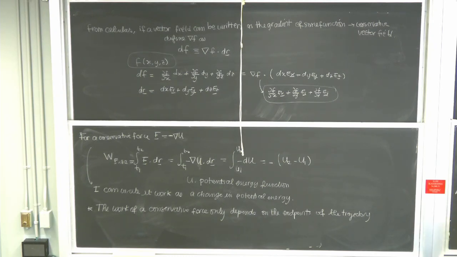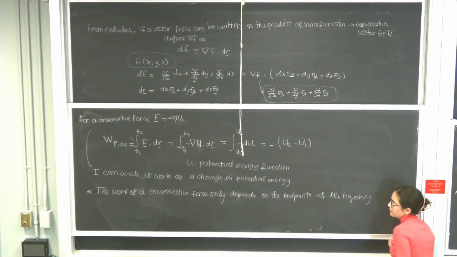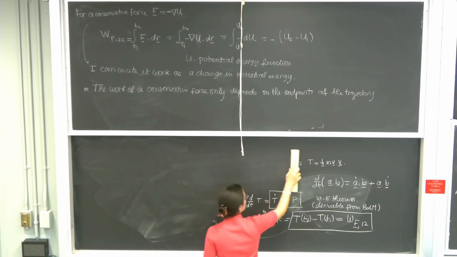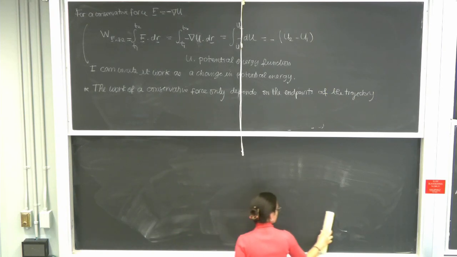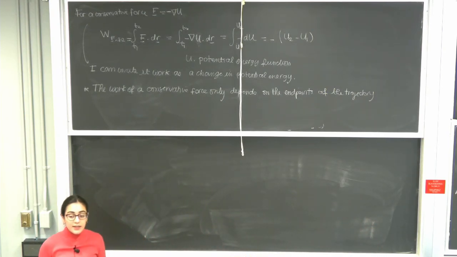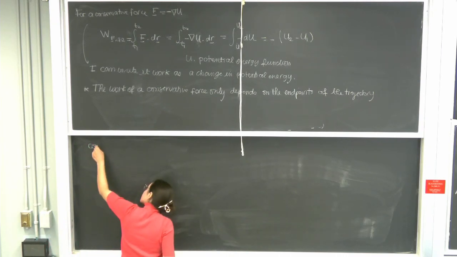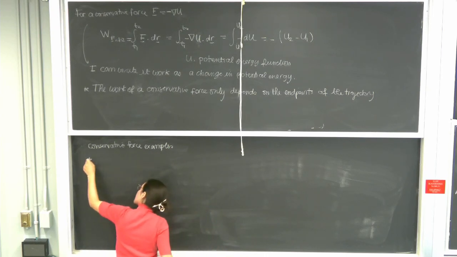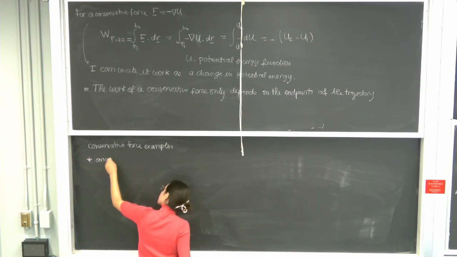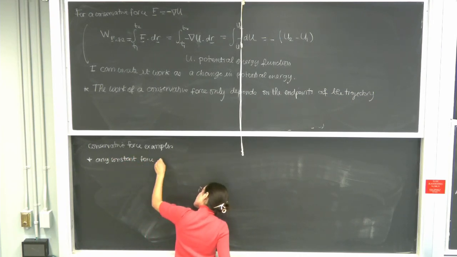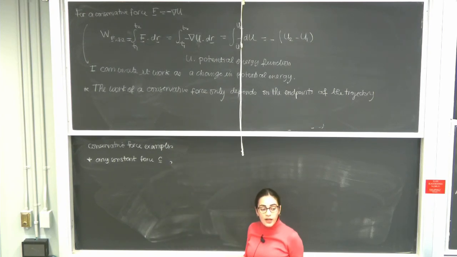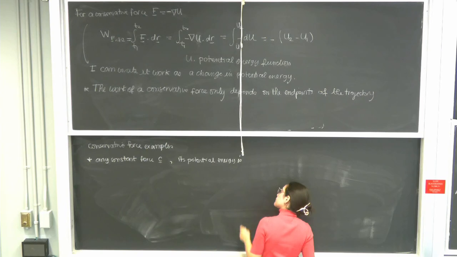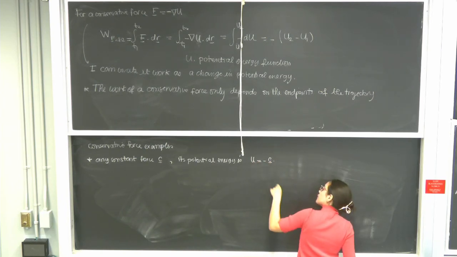In this class, we're going to learn about three forces that are conservative. The first one is going to be any constant force. Any constant force C has potential energy U equal to minus C dot R.